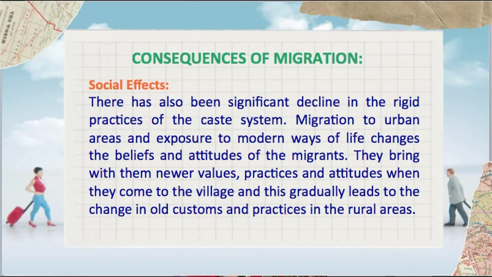So this is the condition of many families in the rural areas where women are in greater charge of maintaining the family. Further, there has also been a significant decline in the rigid practices of the caste system in the rural areas. Migration to urban areas and exposure to modern ways of life changes the beliefs and attitudes of the migrants. They bring with them newer values, attitudes and practices when they come to the village, and this has gradually led to changes in the old customs and rigid practices in rural areas.